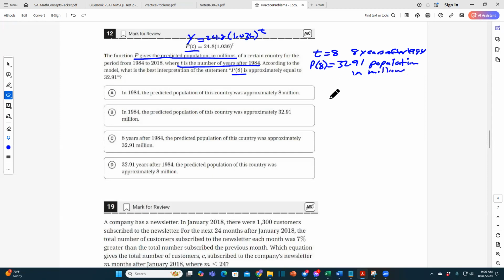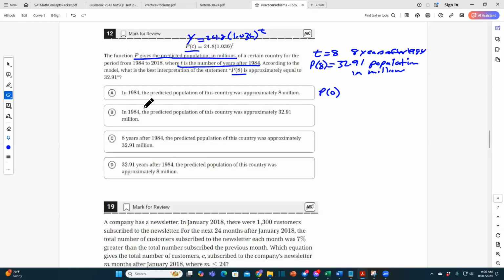In millions. Right, so what answer choice matches up with that? A says in 1984, the predicted population of this country was approximately 8 million. Okay, 1984 was the initial year, so that would have been actually P of 0. And that's not what we have. We have P of 8.